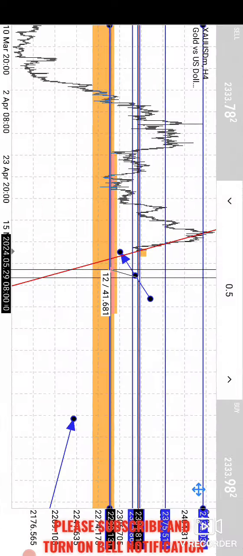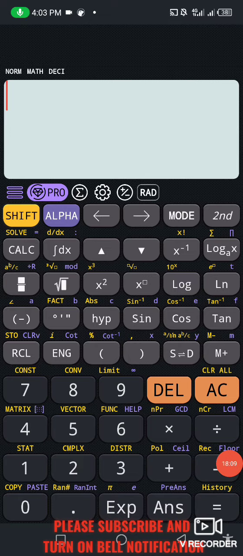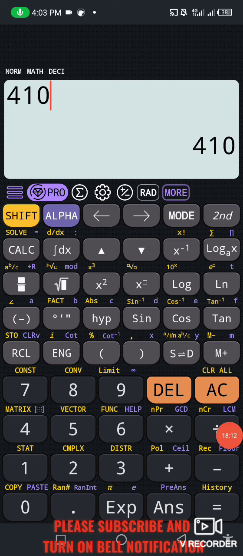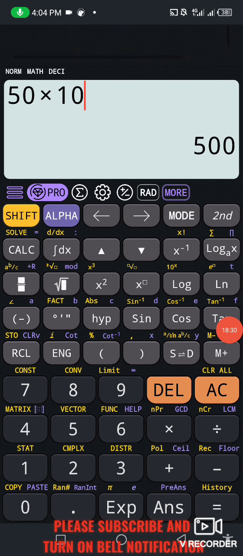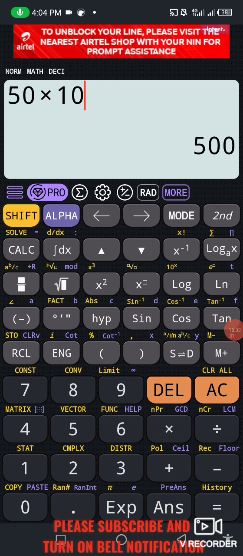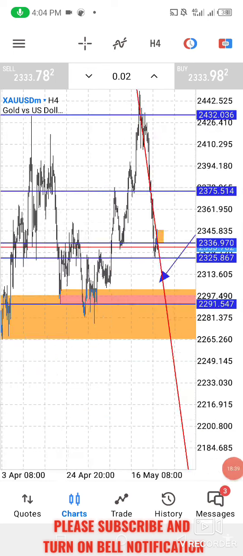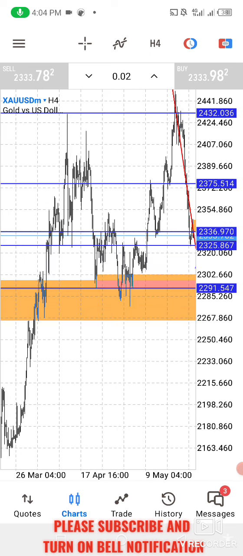So what's the risk reward? I'm going to take you to the calculator and show you. The risk reward is 410 divided by 30. If you approximate, because it was around 3 point something, it will be 4 points, which when you convert to pips, it will be 40 pips. So we are having a risk reward of 1:10, meaning that if you risk $50, you are going to make $500. That's the power of understanding of the market. What I'm teaching here is realistic, man. Let me show you how this has been working in the past.